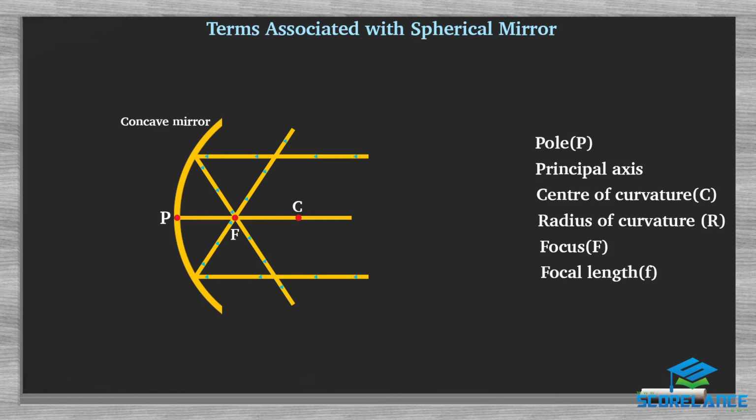Now we have certain shortcuts: pole is represented with P, center of curvature is denoted with C, radius of curvature is denoted with R, focus is denoted with capital F, and focal length is denoted by small f. And here we have an important formula, right? R equals 2 times the focal length, which we use in the derivation of the image formula.